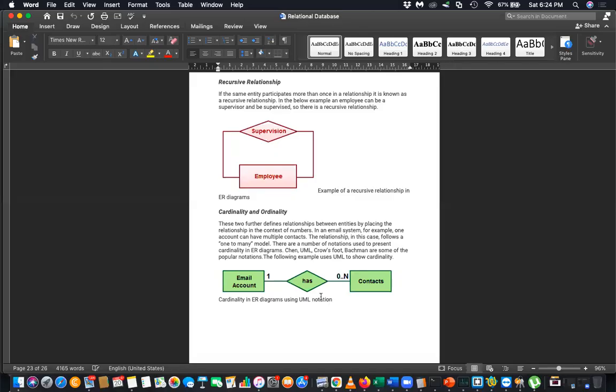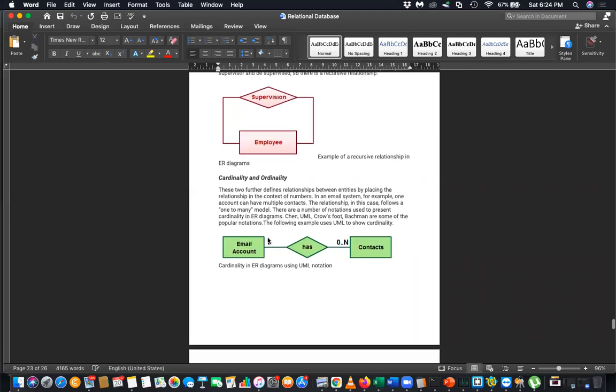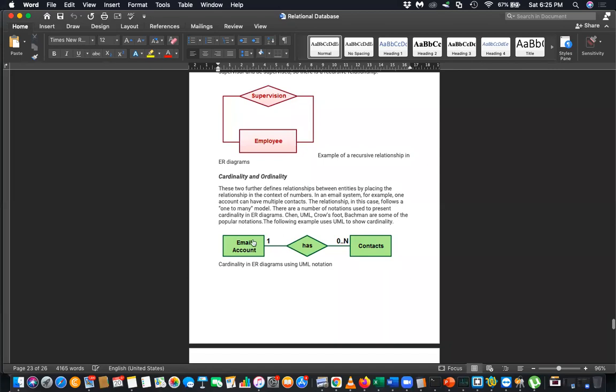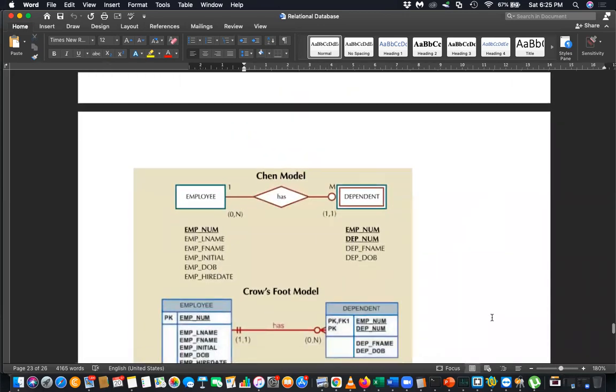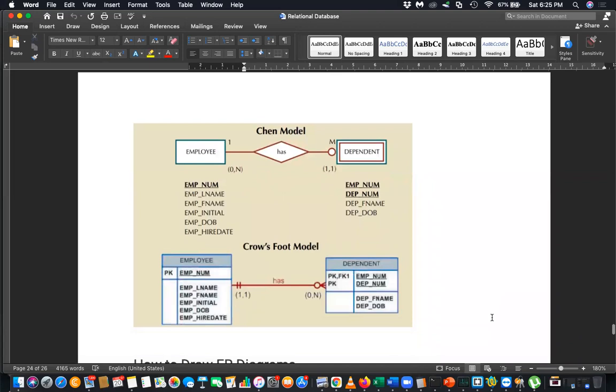Right? Now you can see this is cardinality or ordinality or sometimes called multiplicity. It is participation. So here, one email account has many contacts, but a contact belongs to one email account. So here also you have, Chen is the person who has introduced this. So you have that crow's foot notation, this one.